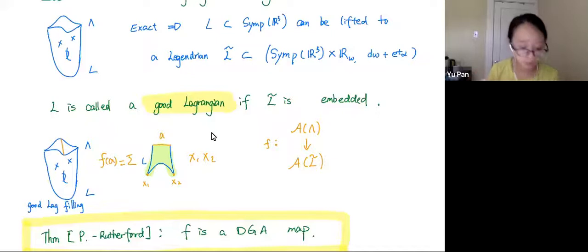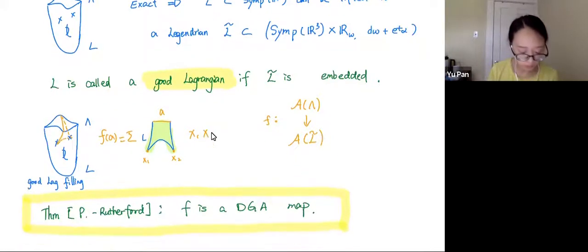We could count holomorphic disks bounded by each ripcord, but here we may have some issue because we may get some negative punctures at the double point, which is joined here, but that's fine. We can just define a map counting all such types of holomorphic disks, and that is a map from the DGA of lambda to the DGA of the filling L tilde.